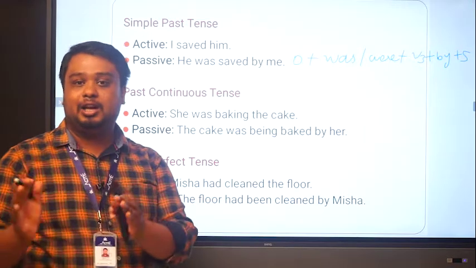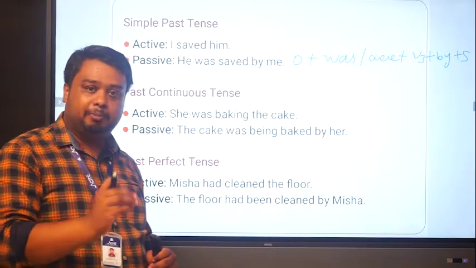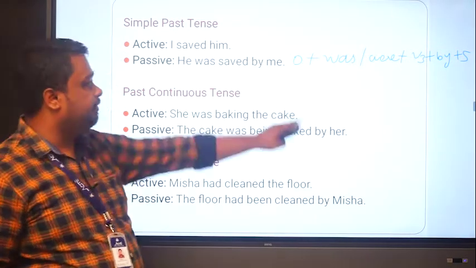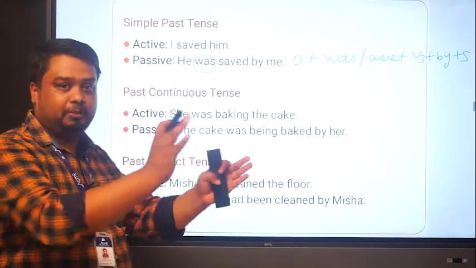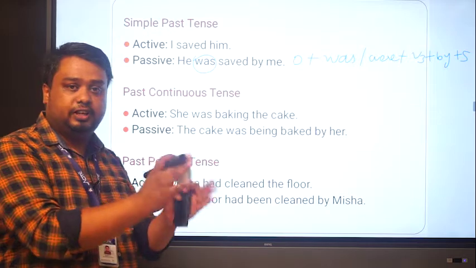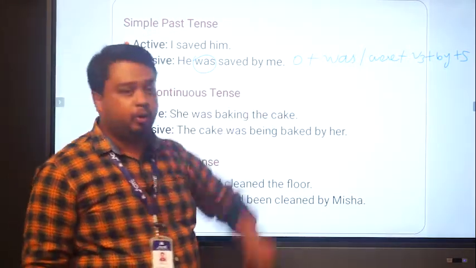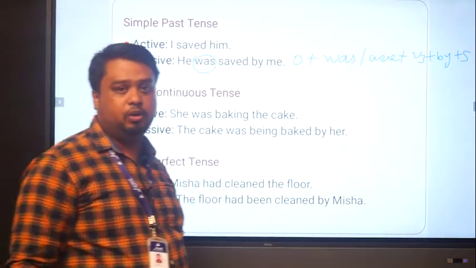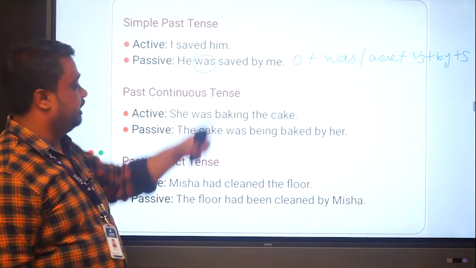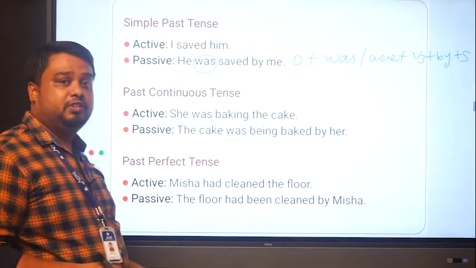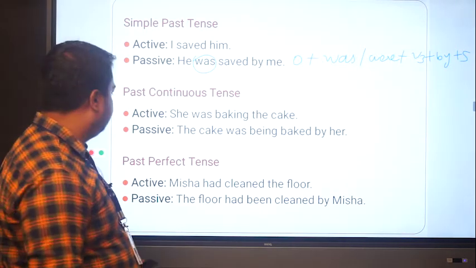For example, I eat an apple, an apple is eaten by me. Past tense, I ate an apple, an apple was eaten by me. Here we have only the change of the auxiliary verb in simple present and simple past. In simple present we use is, are or am. In simple past it is was. So here also was is used for singular and were is used for plural. For example, I saved him, he was saved by me. If it is I saved them, they were saved by me. That's it. Now let's see the next tense, past continuous tense.